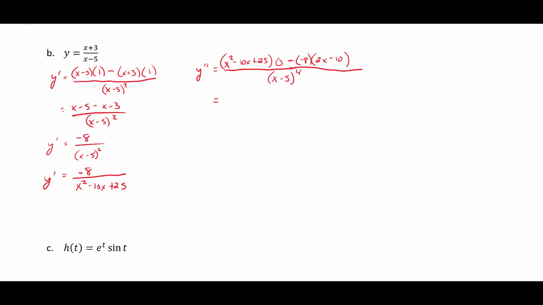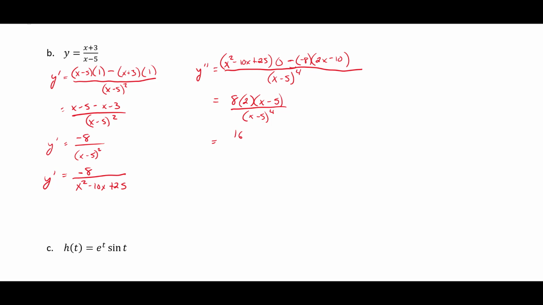So let's clean this up. Well, that's really nice in the first piece: it's this quadratic expression times 0, and anything times 0 is 0, so that goes away. So then we have minus negative 8, so that's going to be plus 8 times 2x minus 10. Now, looking at 2x minus 10, does that look like you might be able to simplify it a little bit? Yeah. Let's factor out the 2 and see what happens. If I factor the 2 out of 2x minus 10, that leaves me with x minus 5 in the numerator. So I've got 8 times 2 times x minus 5 over x minus 5 to the fourth power. So now I can simplify that a little bit.